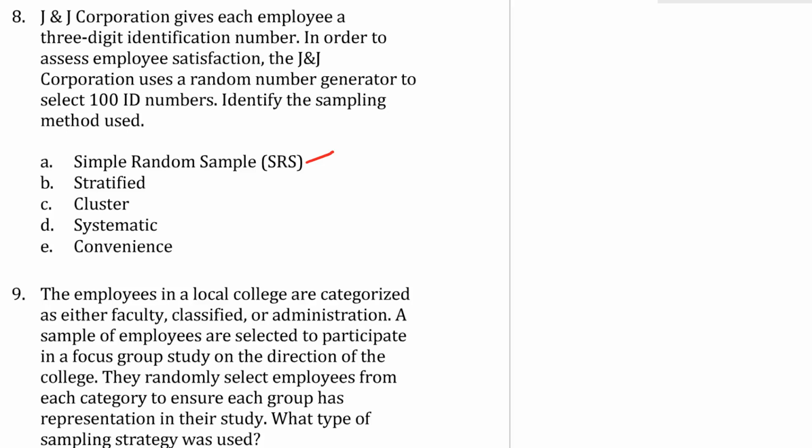Let's take a look at 8, 9, and 10 together since they're asking the same thing and looking at the same options. Before we actually look at the problems, let's run down these choices so we can recall what each of these methods are. So the first one on our list is simple random sample, or SRS.